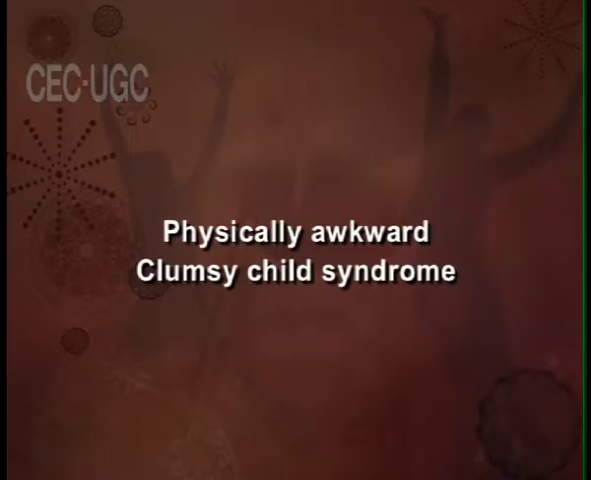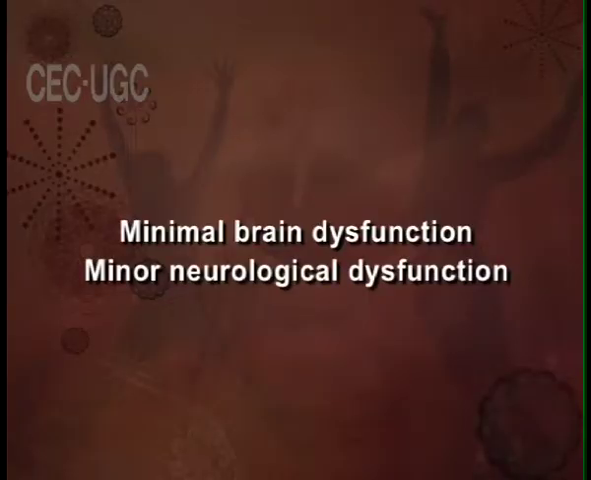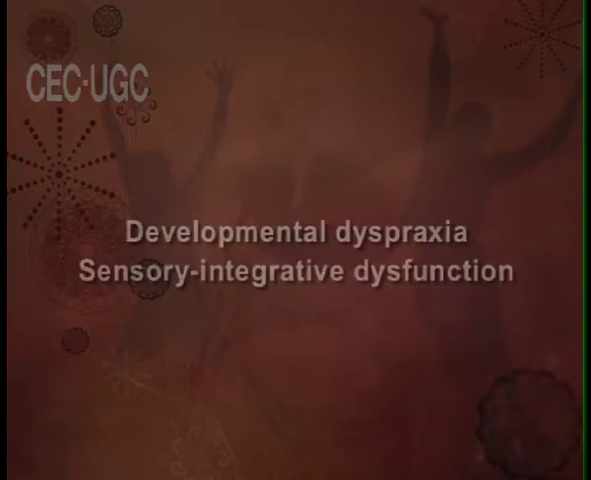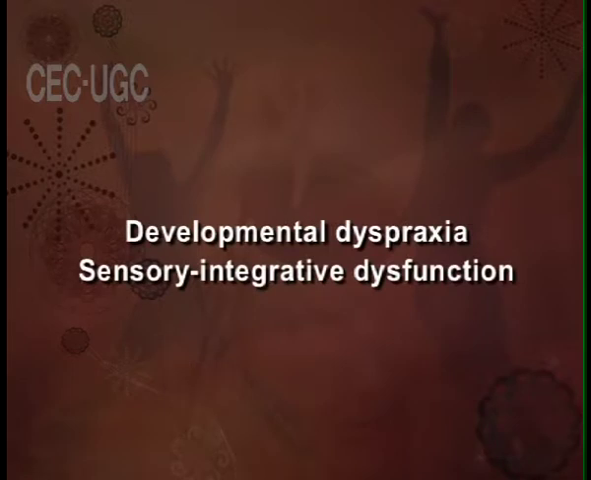The terminology used to describe the difficulties of such children has been broad ranging, from the essentially descriptive terms like physically awkward and clumsy child syndrome to terms implying causality such as minimal brain dysfunction and minor neurological dysfunction. Additionally, there are terms such as developmental dyspraxia or sensory integrative dysfunction, which reflects the attempts to place the problem in a specific sphere of cognitive operations, though there is little evidence of its widespread use.